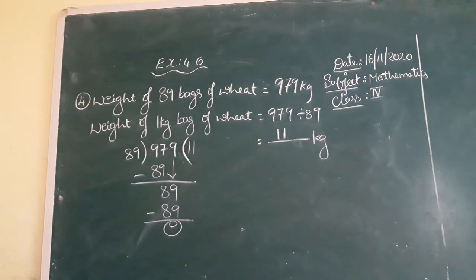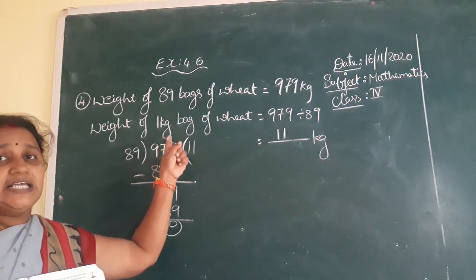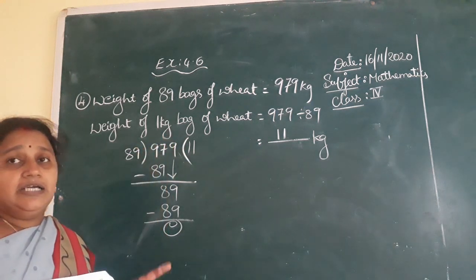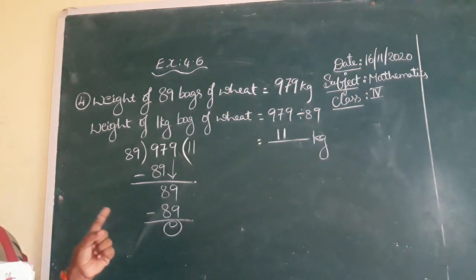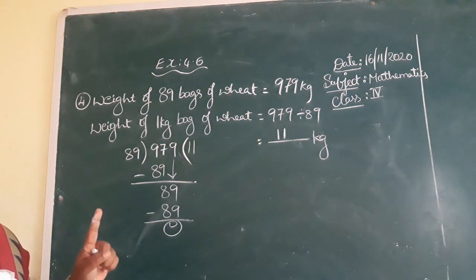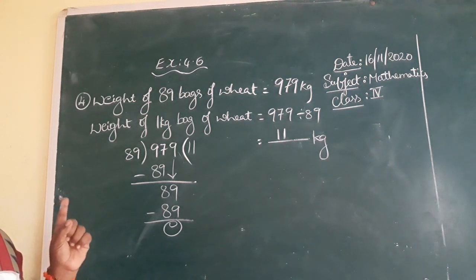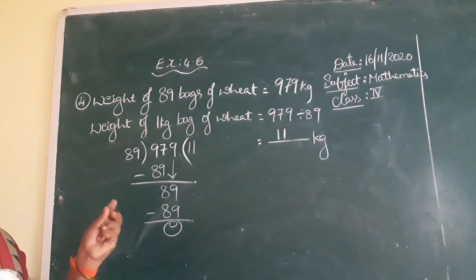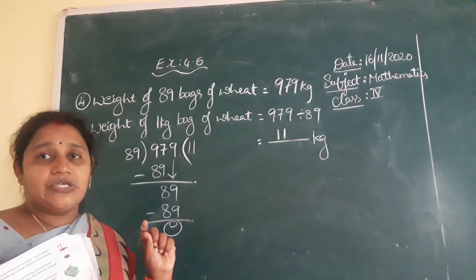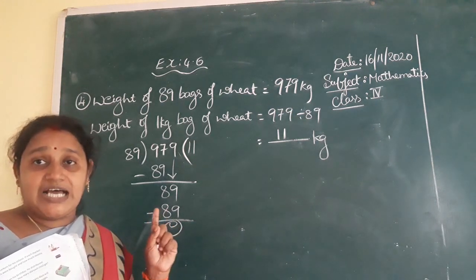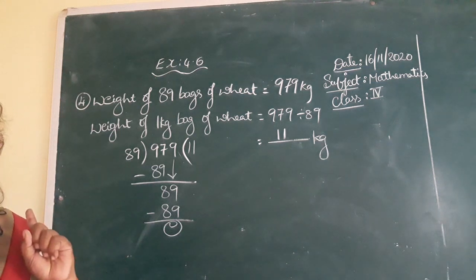If they give the cost of many articles and ask for the cost of one article, then you have to do division. Don't forget it, children. If they give one article's cost and ask for many articles' cost, we have to do multiplication. Children, don't get confused about it. If they ask to find one article's cost, we will go through division.